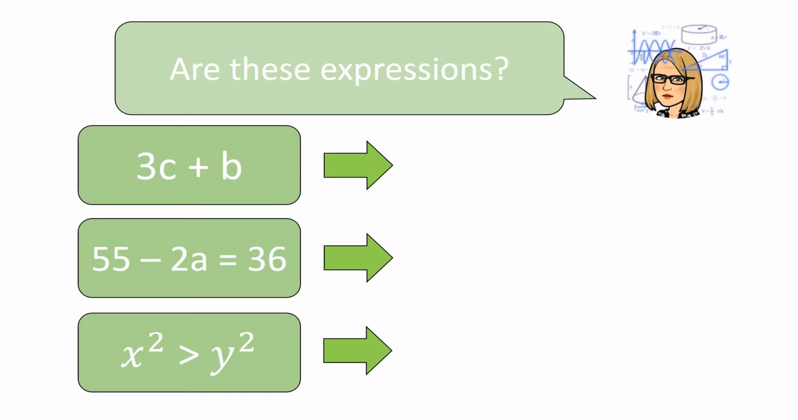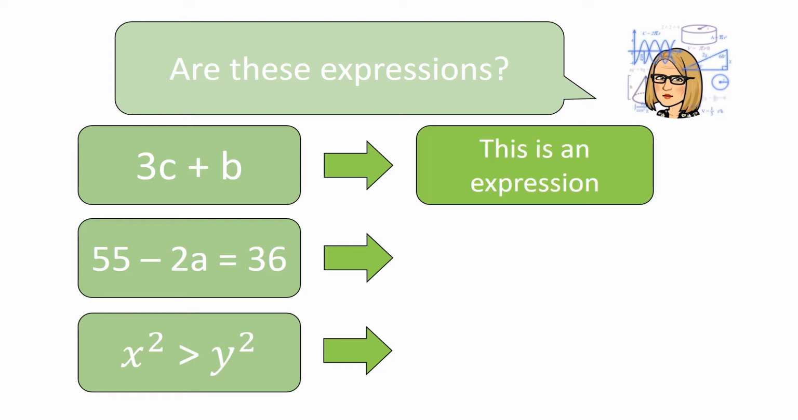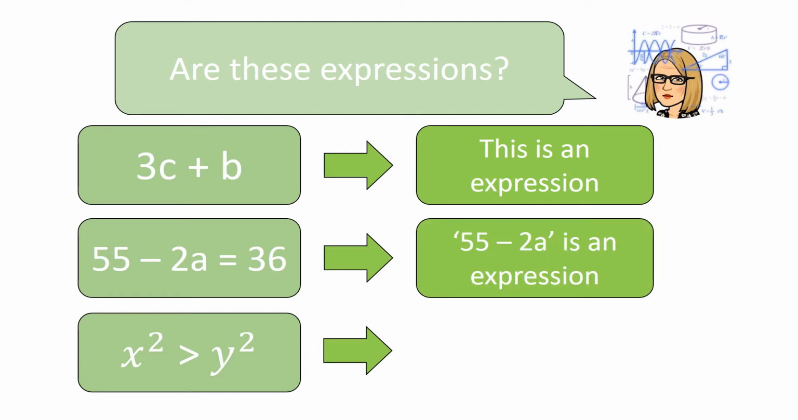So are these expressions? My first one is 3c plus b. Well, I've got two terms there, 3c and b, and they are separated by the addition sign. So yes, this is an expression. The second one, 55 subtract 2a equals 36. But if I look at the first part of that equation, the bit before the equal sign, I've got two terms, 55 and 2a, and they're separated by a subtraction sign. So the first part, 55 subtract 2a, is an expression.